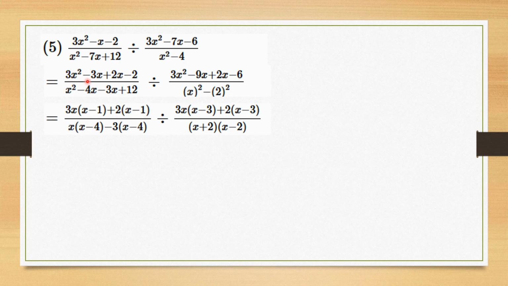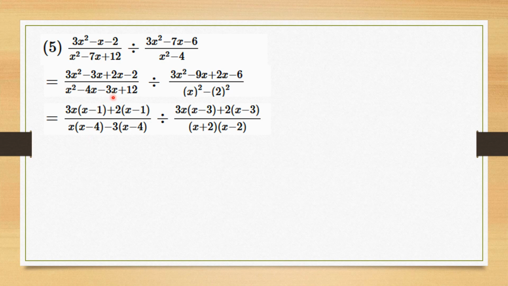So in the next step, look at the numerator. In the numerator, from the first two terms, we have taken 3x common, and inside the bracket we are left with x minus 1. In the next pair, we have taken 2 common, and inside the bracket we have x minus 1. Similarly, in the denominator, from the first two terms, if we take x common, inside the bracket we are left with x minus 4.